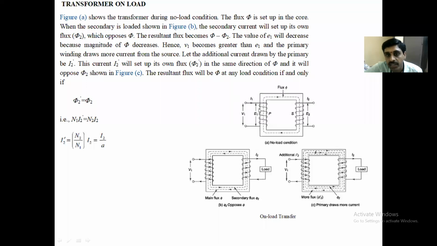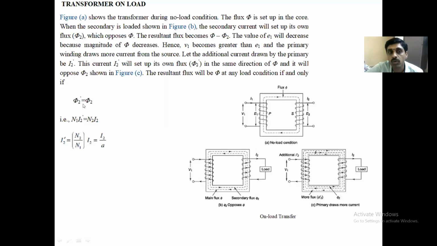That I2 dash is the additional current which is drawn from the supply that will produce a flux phi 2 dash, which is equivalent and opposite to this opposing flux phi 2. Therefore, phi 2 dash and phi 2 are equal and opposite. Therefore, the original flux phi will remain constant. This is the condition under the load. You should clearly understand this point.